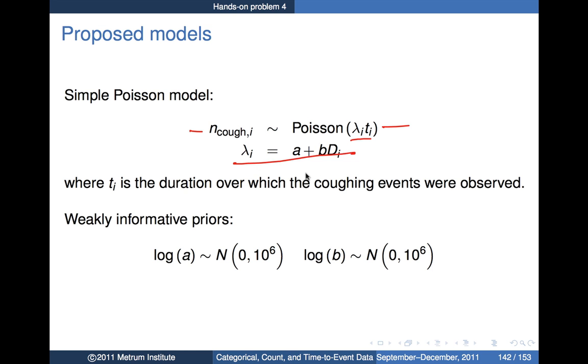And the lambda i here just depends upon dose. There's no random effect, and it's just a linear function of dose. In here, we've got weakly informative priors for A and B.